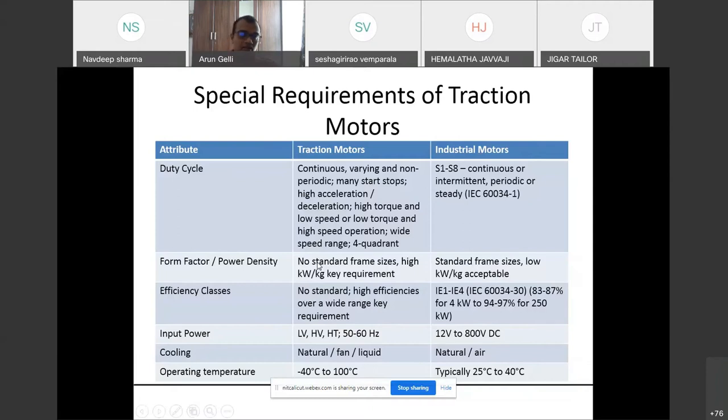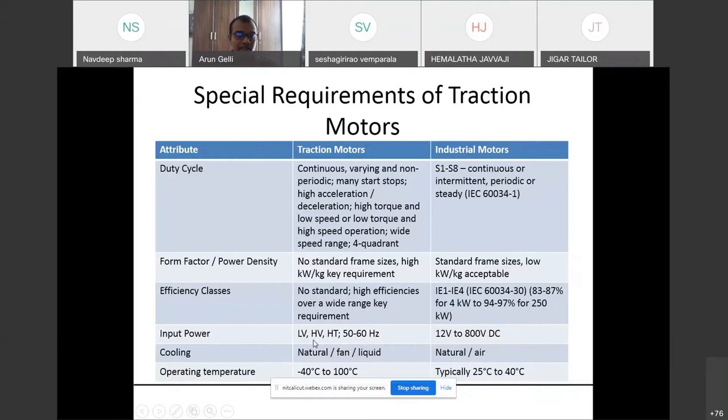So we'll have to be very careful about the size availability, and there are no standard frame sizes because it all depends upon how the vehicle is packaged. And there is a key requirement of 5 kW per kg. And efficiency classes in industry are quite stable, and a standard governs the efficiency range. For traction motors there is no such standard, but the industry expectation is high efficiency over the speed range.